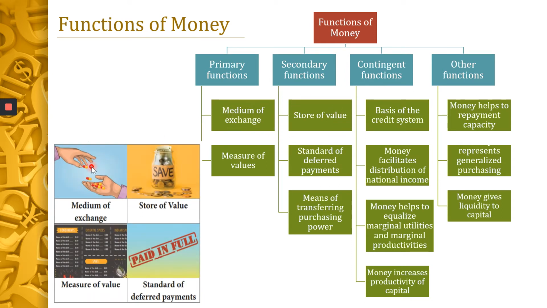The primary functions can be categorized. Under primary functions, you have two: the medium of exchange and measure of value. So these two are primary functions. In your textbook, you have the same picture, but it is titled as primary functions. So don't think that all these four functions are primary functions. Only these two are primary. These two are secondary functions. So under primary functions, we have money as medium of exchange and money as measure of value.